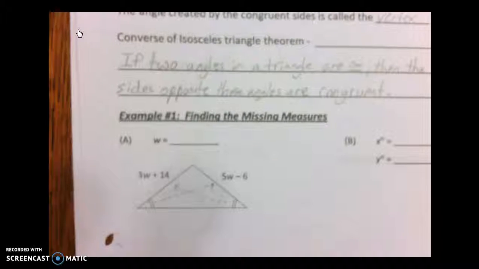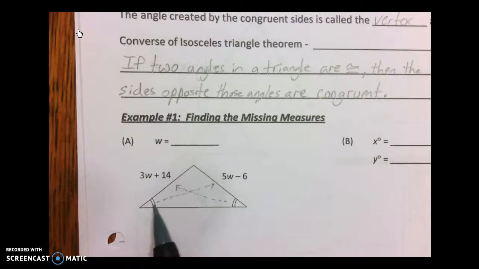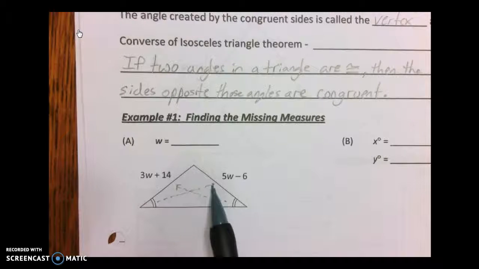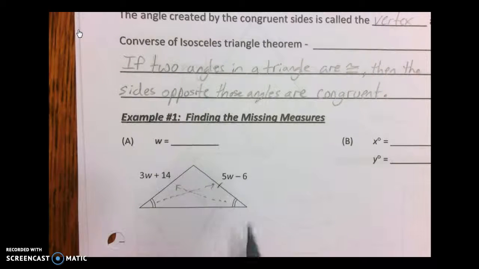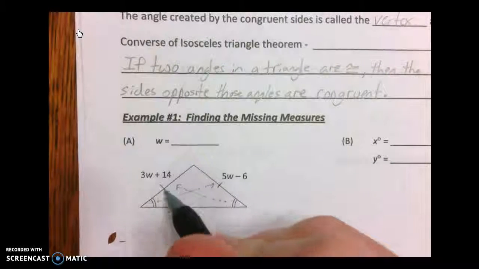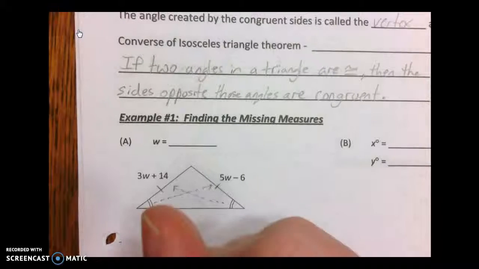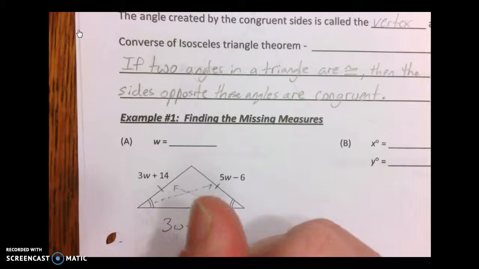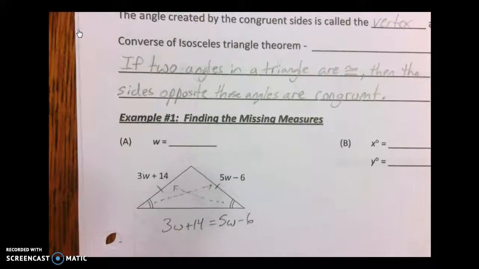Okay, first problem. Because these two base angles are equal, notice I drew an arrow across the opposite side. That tells me this side, marked with a tick mark, is equal to this side. So we just need to set those two sides equal to each other. So we'll have 3w plus 14 is equal to 5w minus 6.